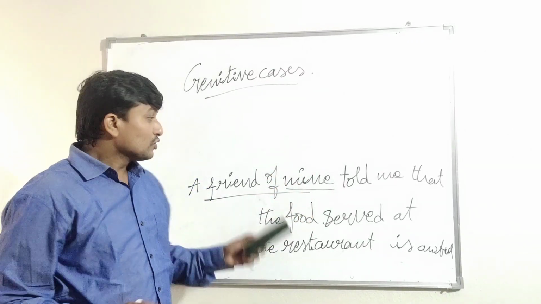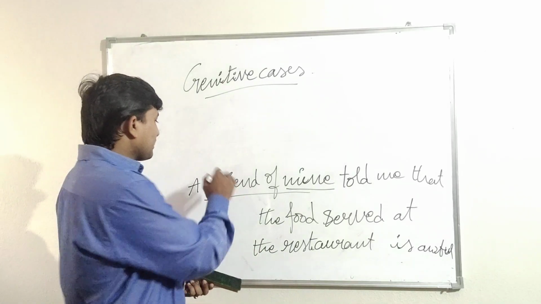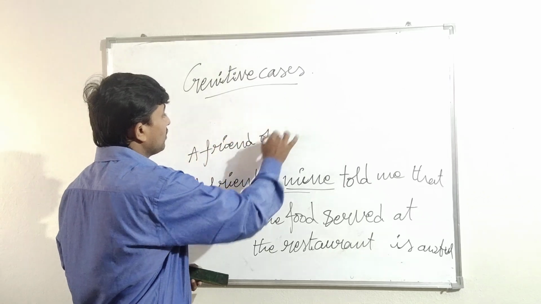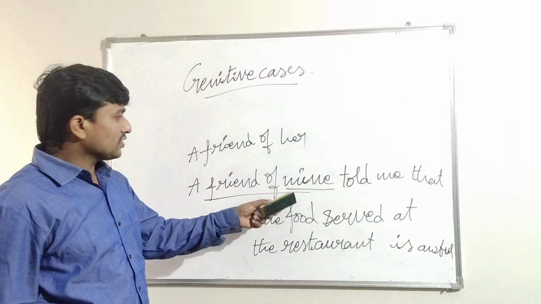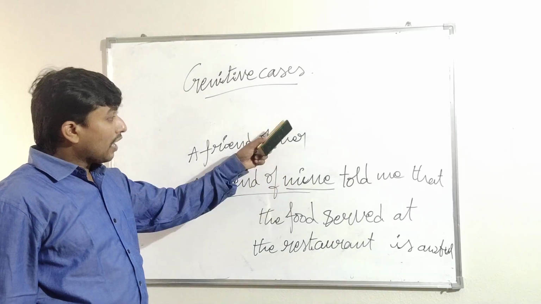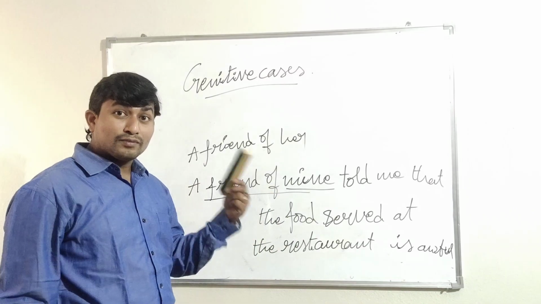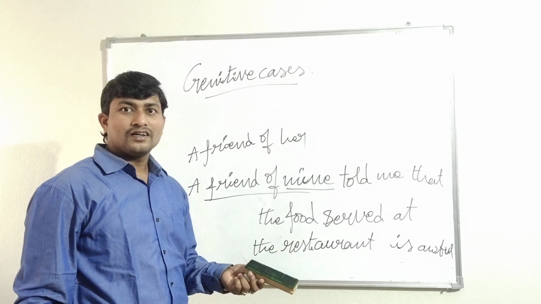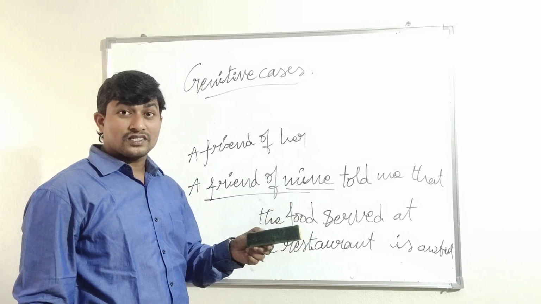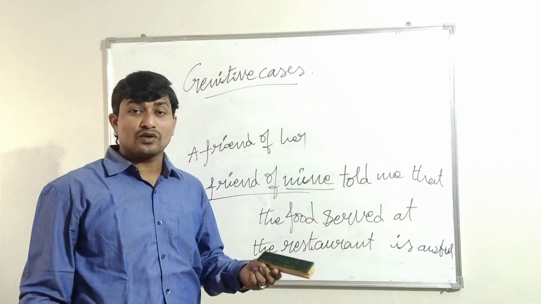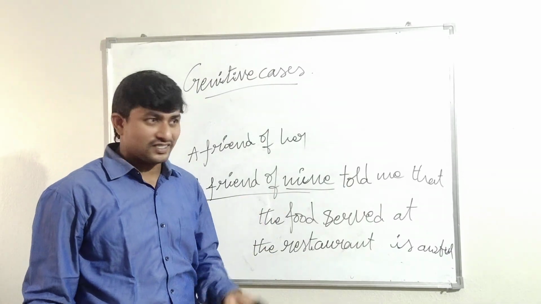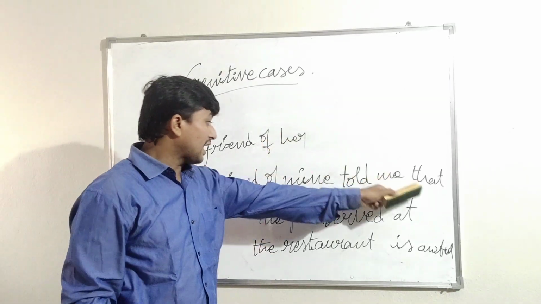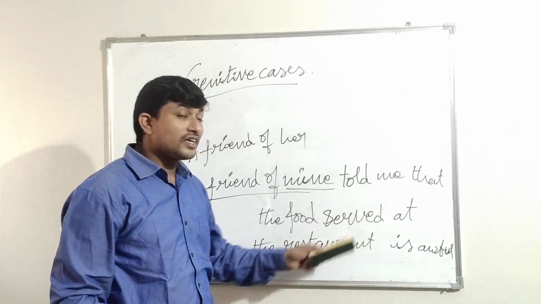It is not at all wrong. So, a friend of mine. These are known as possessive cases, also known as pronouns. Regarding my, her, his, their, what are they? Those are known as possessive cases, but when they are formed along with a noun, they are known as possessive adjectives or genitive adjectives. But here these remain as pronouns. So, a friend of mine told me that the food served at the restaurant is awful.